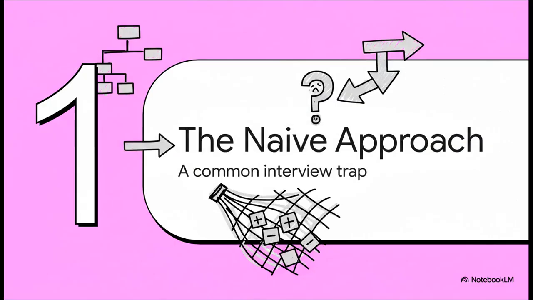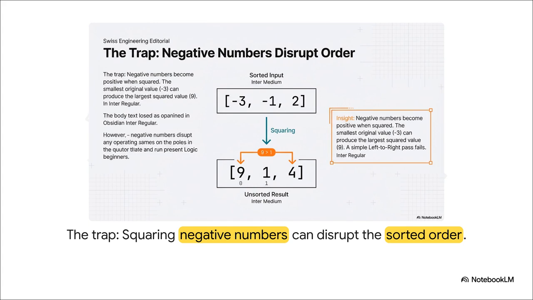Okay, so let's talk about the first thing that probably pops into your head, the naive approach. And look, it makes perfect sense and it totally works, but it's a classic interview trap because it kind of misses the whole point of the puzzle. So where's the trap? Well, it's all about those pesky negative numbers. Just look at this example here. You take a sorted array like -3, -1, 2, you square its numbers and you get 9, 1, 4. And boom, the order is completely shot.